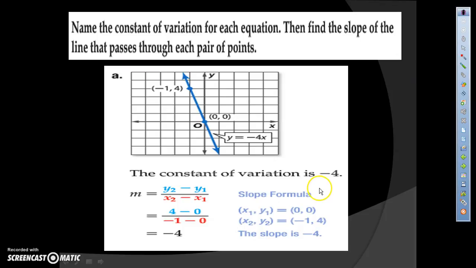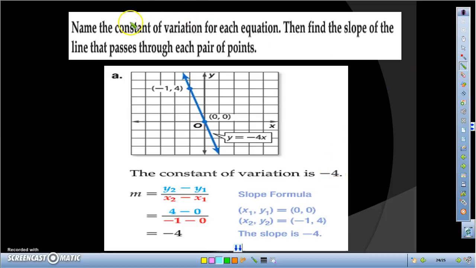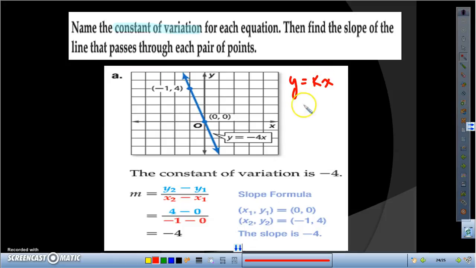In my directions here, I want to name the constant of variation, and then find the slope of the line that passes through each pair of points. Naming the constant of variation is very easy if I know the general form of a direct variation, y = kx. Here's your general form. Here's the equation of the line given: y = -4x.